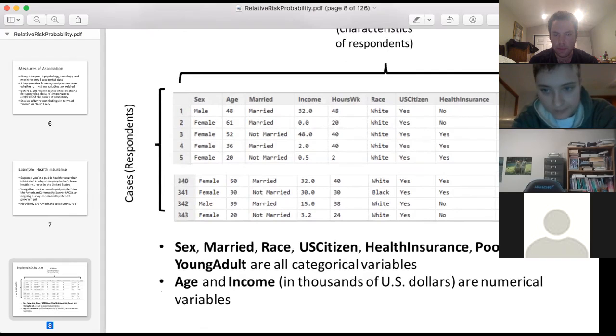So as we can see here, we have how many numerical variables? Age, income, also hours per week, and so we have 3 numerical variables, and the rest are considered categorical variables. Is everyone clear on that?